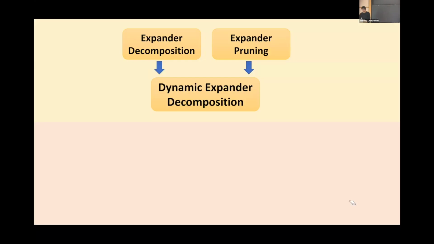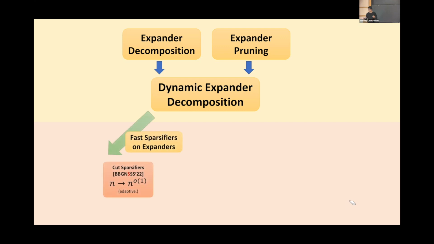So what do we have before we take a break? You see that by combining expander decomposition and pruning, you get the dynamic version of the decomposition. And I showed you that because you can sparsify expanders fast, you get a dynamic version of the cut sparsifier. Using this idea, we improved the state of the art already. And because there are many other notions of sparsifier in graphs, you get more results using this framework.